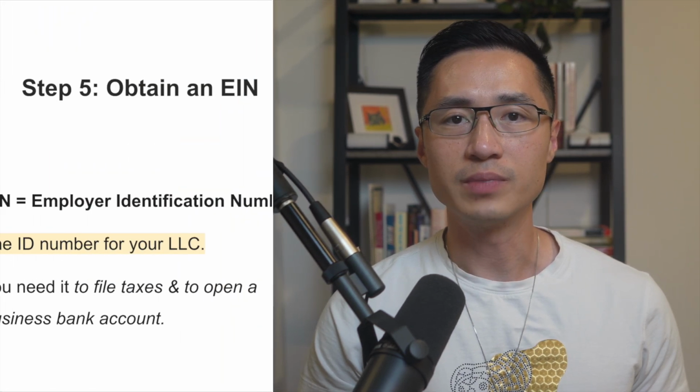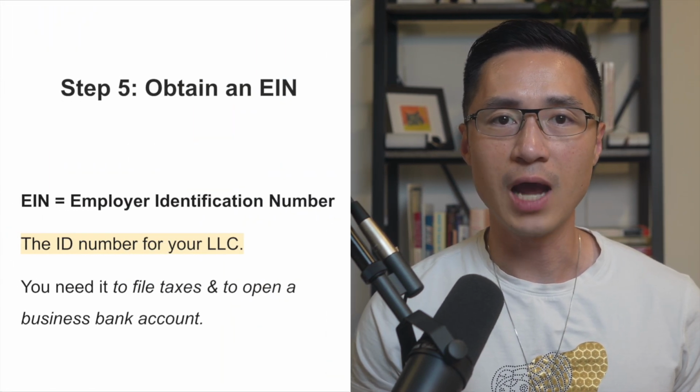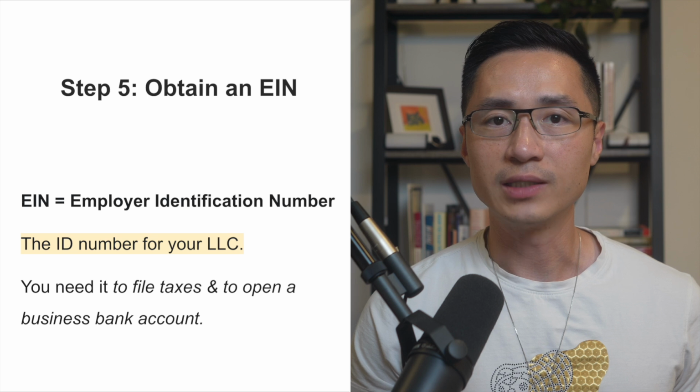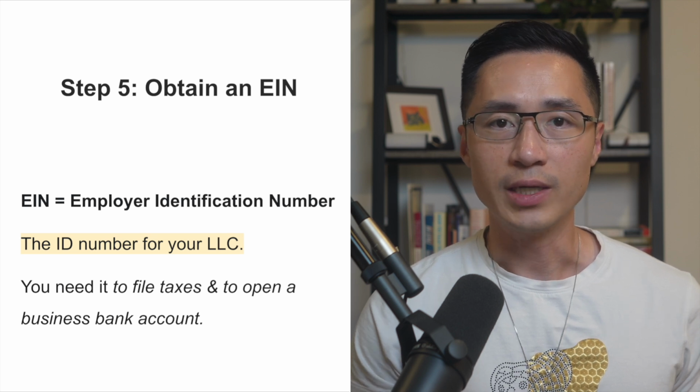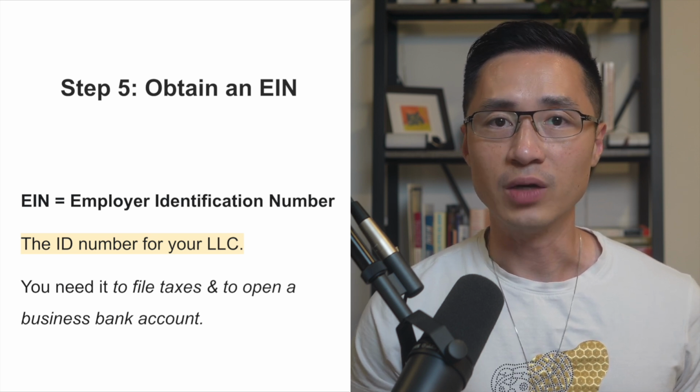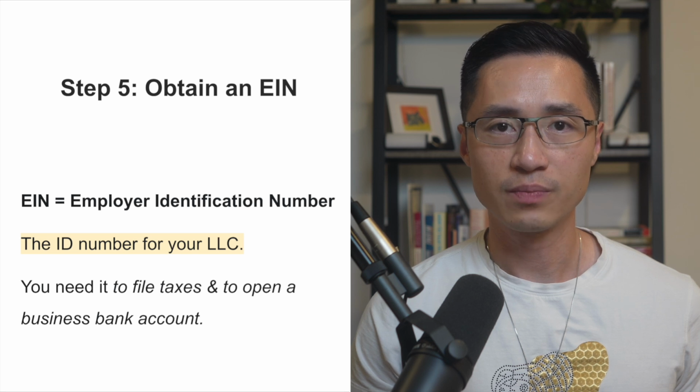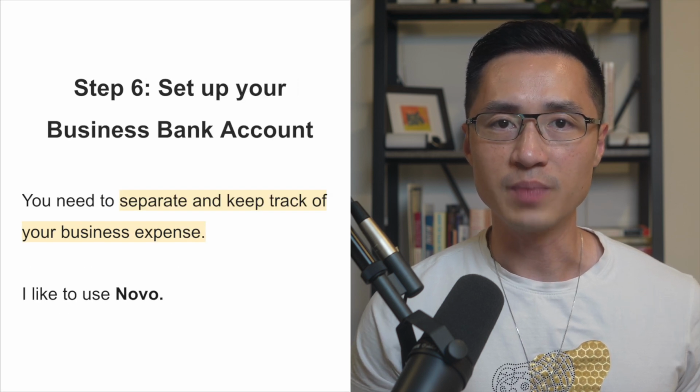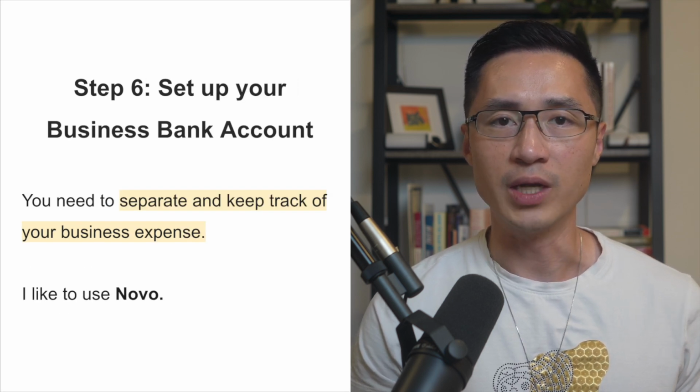The next step is to obtain the EIN, which is your employer identification number. This is basically the ID number for your LLC. You will need it to file your LLC's taxes and also to open a business bank account. Step number 6 is to open a business bank account because you need to separate and also to keep track of your business expenses.